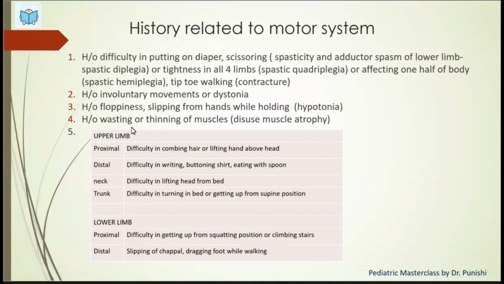Whether there's a history of wasting or thinning of the muscles because of disuse atrophy. So let's say the child is having spastic quadriplegia, is having excessive tone, spasticity, and the child is not receiving an adequate amount of physiotherapy. So movement is not adequate. So what happens? He's not able to use those muscles, and at the end they undergo wasting and atrophy. So the more muscle atrophy that you see, probably the child has not received the kind of rehabilitation that he should have, and points towards disuse atrophy. So these are questions that you will ask related to the motor system.